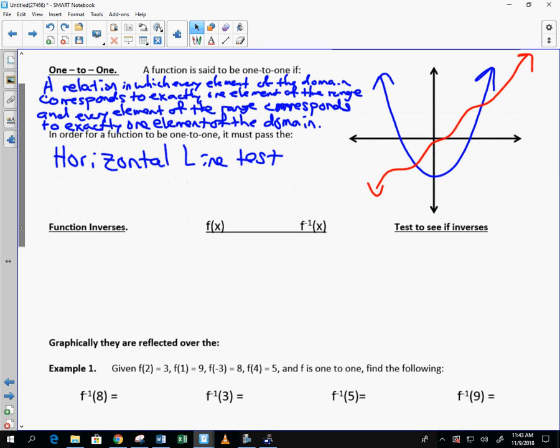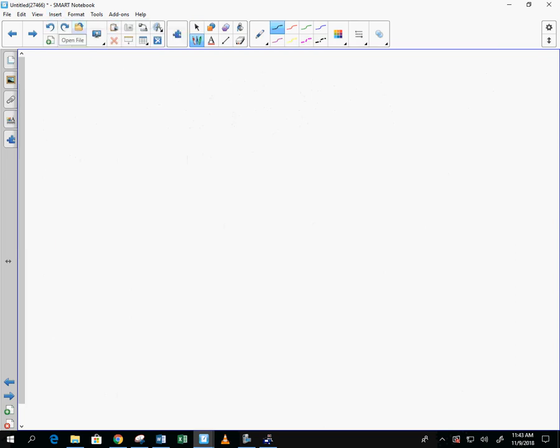Awesome. Now that we've established what one-to-one is, then we can talk about inverses of functions, which is truly our goal for the day. If a function is one-to-one, we say it can have an inverse. Now you're thinking to yourself, what the heck is an inverse, Mr. Gens? I've got great concrete ways to show you exactly what an inverse is.